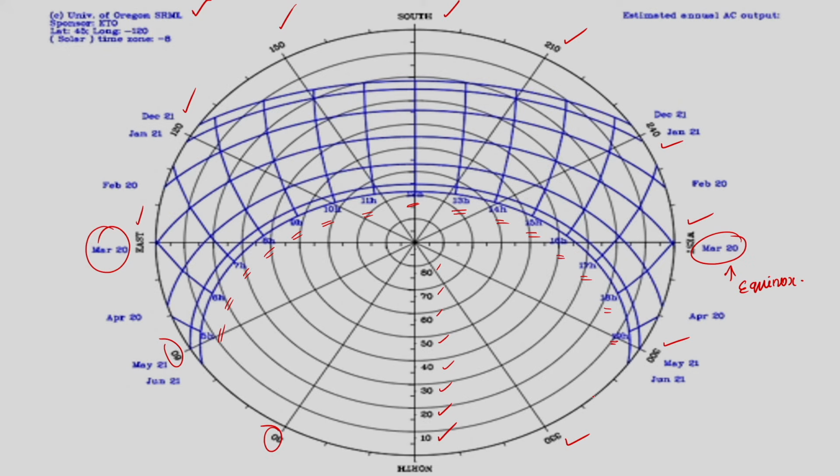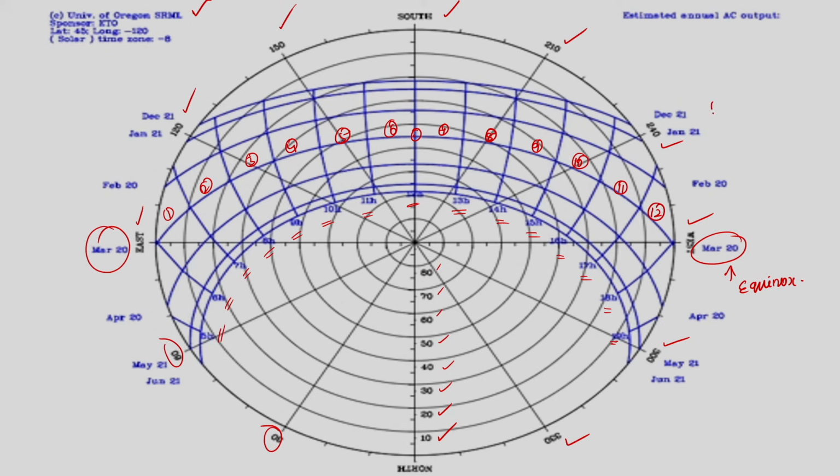Right. So, as I said earlier, on equinox days the sun exactly rises in the east and sets in the west. If you see, this is 1 hour, 2 hours, 3 hours, 4 hours, 5 hours, 6 hours, exactly your noon comes, and then 7 hours, 8 hours, 9 hours, 10 hours, 11 hours and 12 hours.